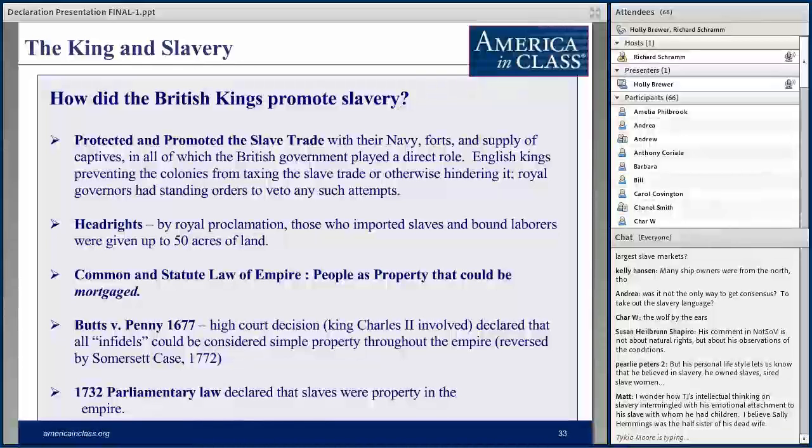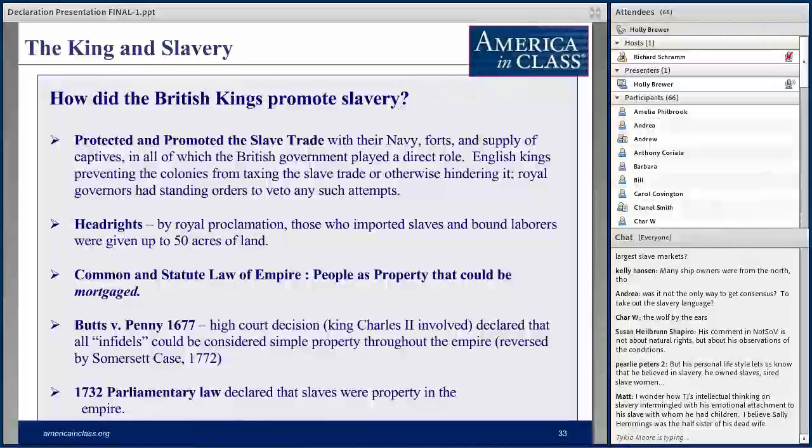And last but not least, the common and statute law of empire: people as property that could be mortgaged. First, a high court decision of 1677 that King Charles II was directly involved in declared that all infidels could be considered simple property throughout the empire, which meant that if somebody took somebody else's property who was a person, they could use very powerful mechanisms to recover that property, and you could create a mortgage on people, for example, which you couldn't do before. And there was some dispute about whether this was valid. And in 1732, a parliamentary law signed by, in this case, George II, declared that slaves were property in the empire.